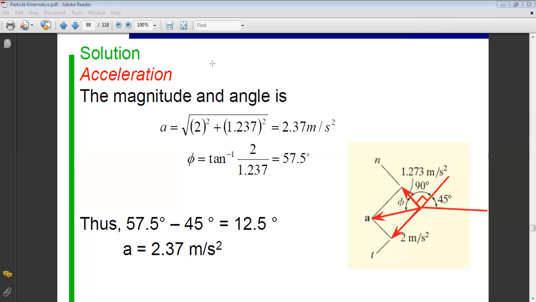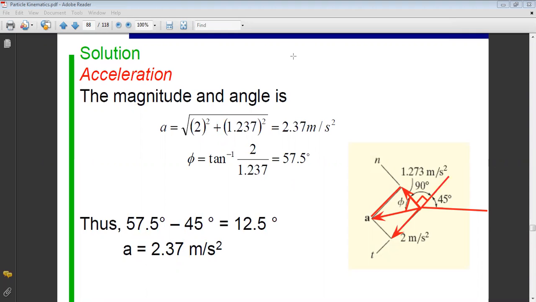So for example here, if I want to find the angle of A with un, which is equal to phi, this angle can be simply calculated using tangent, because tangent of phi is equal to this length here, which is equal to at, over this length, which is equal to an. So I can say that phi is tangent minus 1 of 2 over 1.273. And I can calculate phi. But phi is the angle with n, with un.